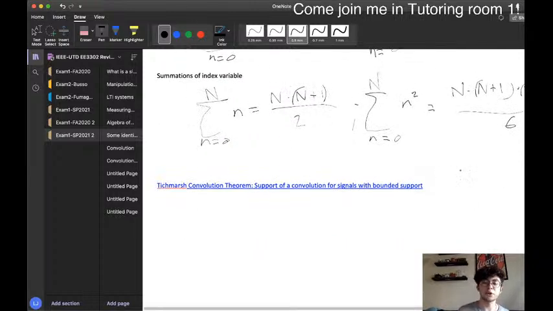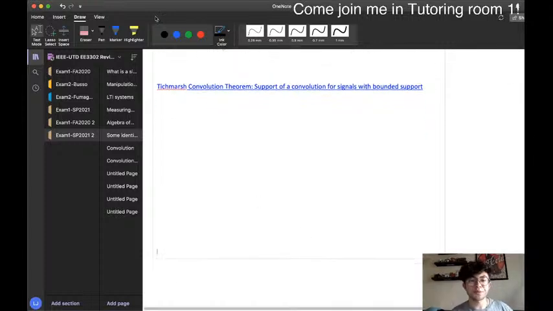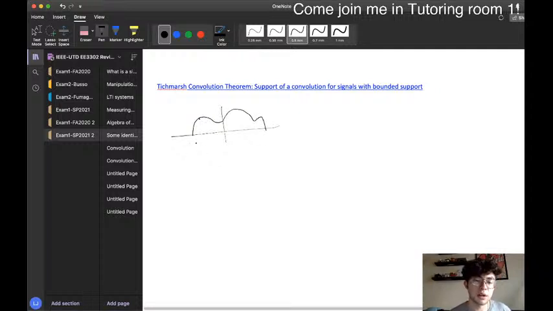And now one trick that you probably haven't seen in the class is the following theorem. This is called the Titchmarsh convolution theorem. It describes the support of signals that are convolved. So if we have some signal whose support is from A to B, so this signal from A to B.